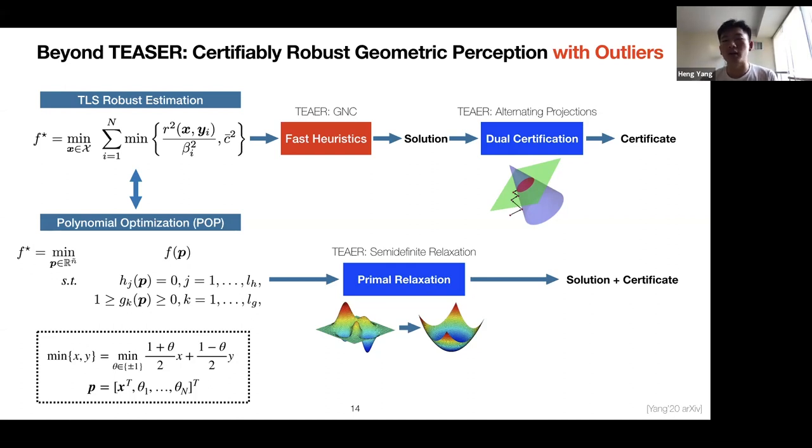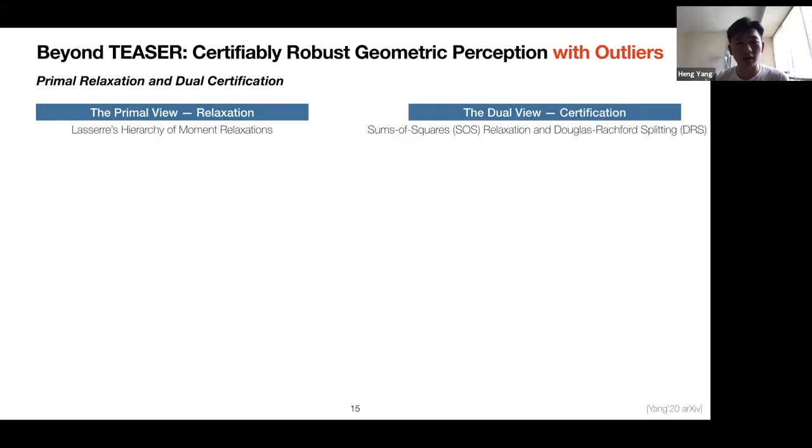And then in TEASER, the dual certification, we used ordering projections. But for a general POP, we're gonna throw in more powerful hammers to solve these problems. So specifically, for the primal relaxation we will be using a Lasserre hierarchy of moment relaxations, which I'll talk about briefly in the next slide. And then the fast heuristics can remain the same. It can be GNC, RANSAC, or ADAPT. But then the dual certification will use a more general technique called Douglas-Rachford splitting, which I will describe in this slide.